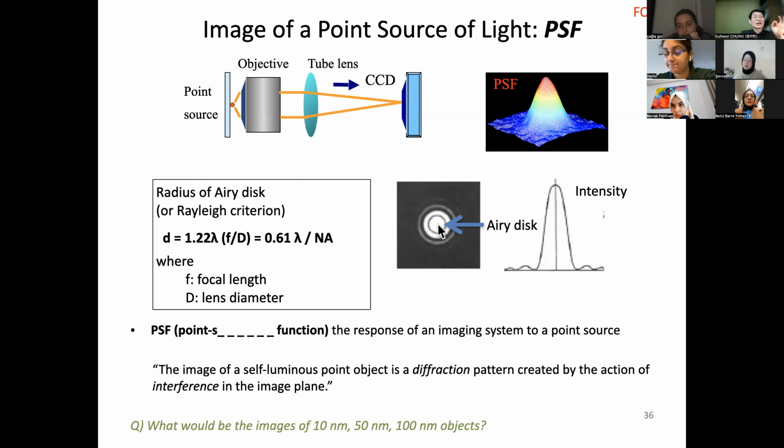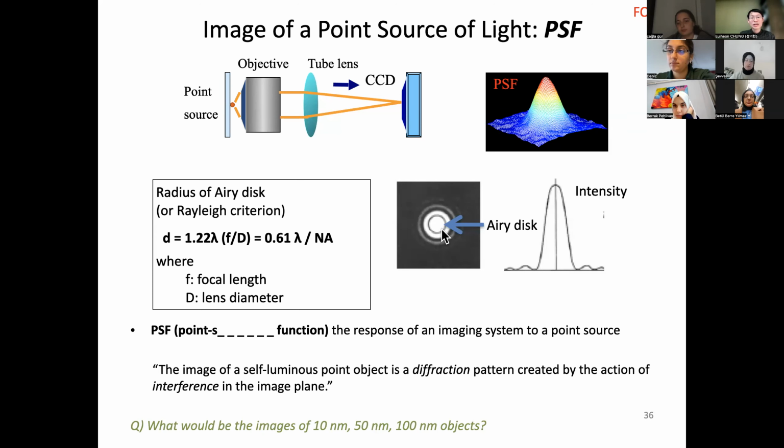So the definition of PSF is the image of a self-luminous point object. Why does it become blurry? Because fundamentally it's a diffraction pattern, an interference pattern created by the action of interference in the image plane. This is a more fundamental understanding of how you are actually looking at the point.